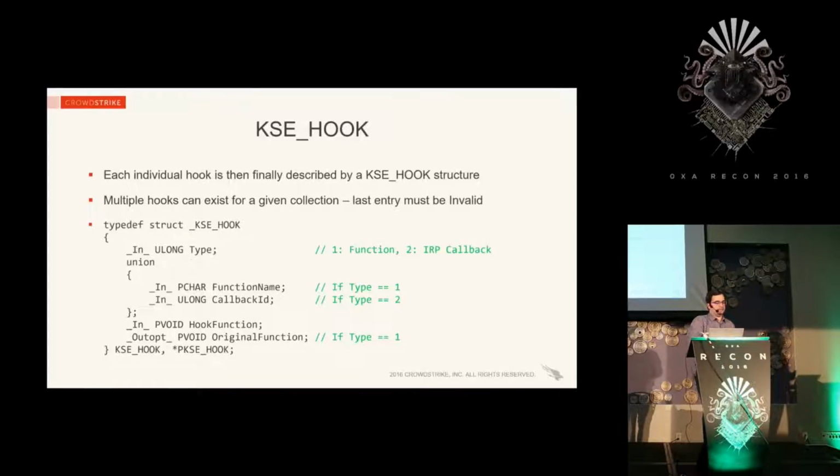You then pass in the address of your function that's going to be hooking that thing. So the hook function there, that PVOID, is a pointer to your hook. And in original function, you get a pointer back to the original function that got hooked. The idea being that if you do want to hook the original function, you call original function, and then life goes on. But that is only filled out if this is a function hook. If this is an IRP callback hook, that actually doesn't get filled out. So we're going to have a problem. We're going to see how to deal with that.